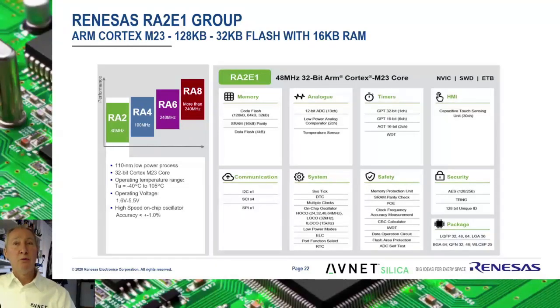The RA2E1 includes the ARM M23 CPU core with up to 48 MHz frequency. Operating from 1.6 to 5.5 volts, the RA2E1 is offered with flash sizes ranging from 32 kilobytes to 128 kilobytes. The RA2E1 includes many efficient and unique features, including high-performance timers, capacitive touch, and safety and security blocks.